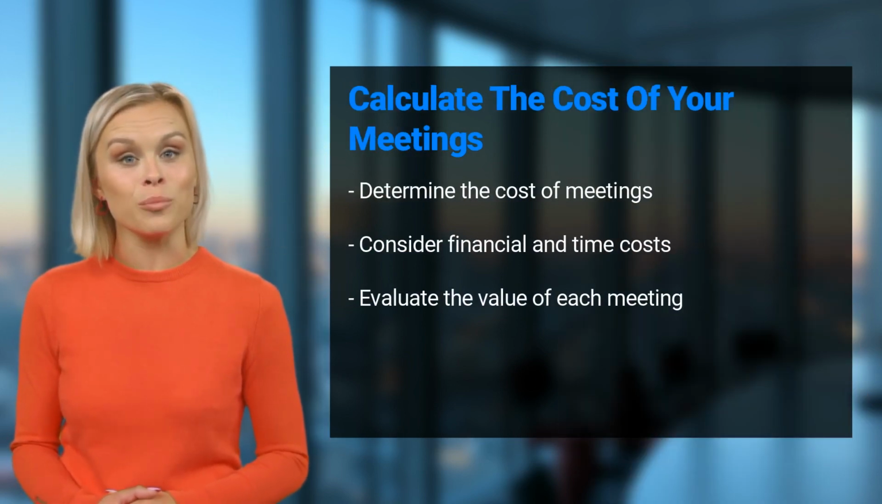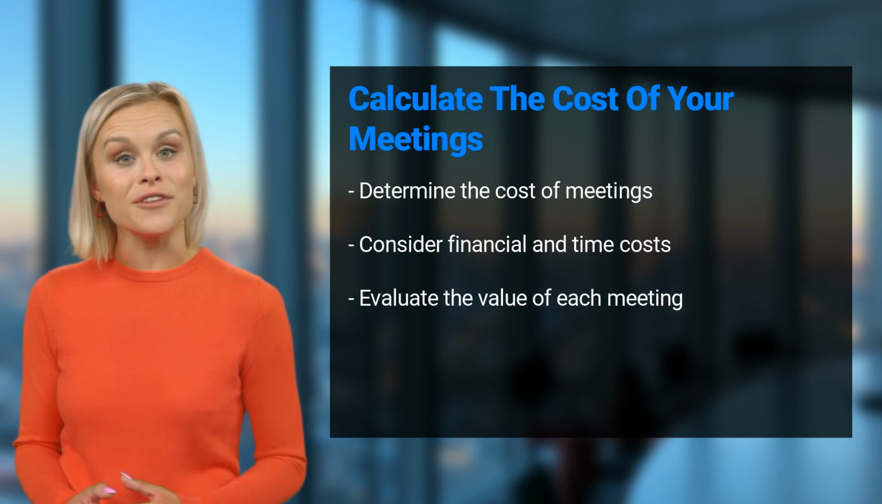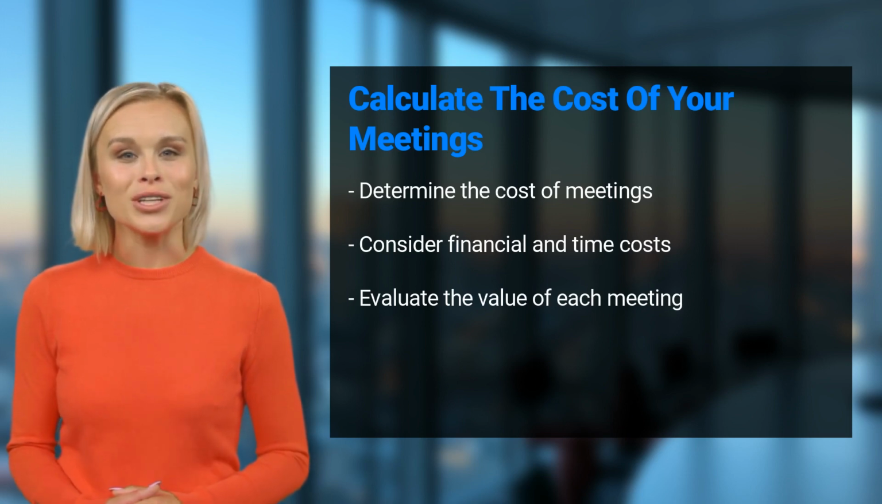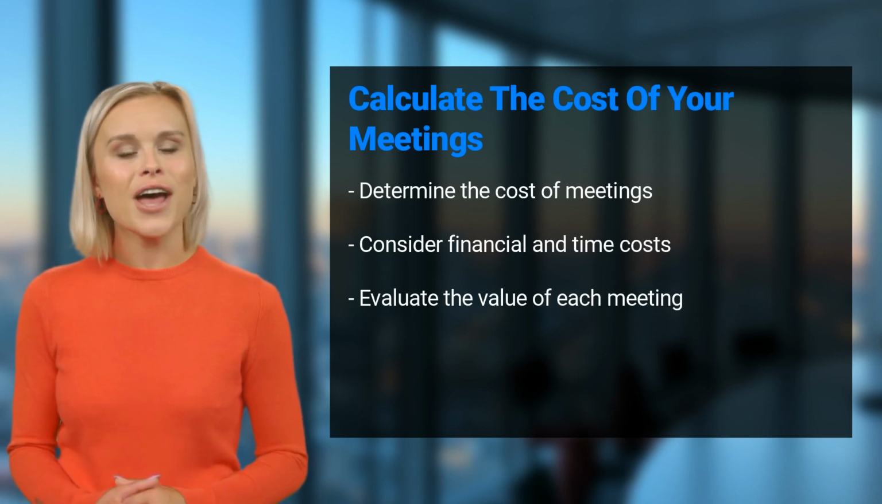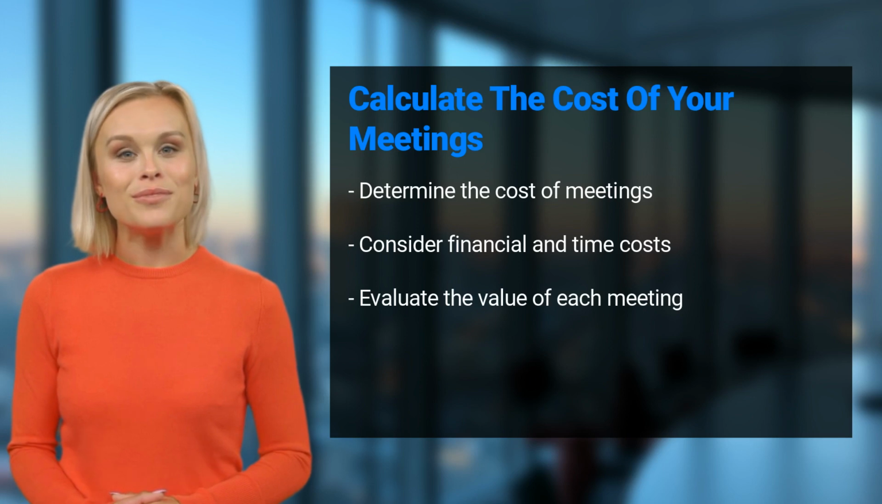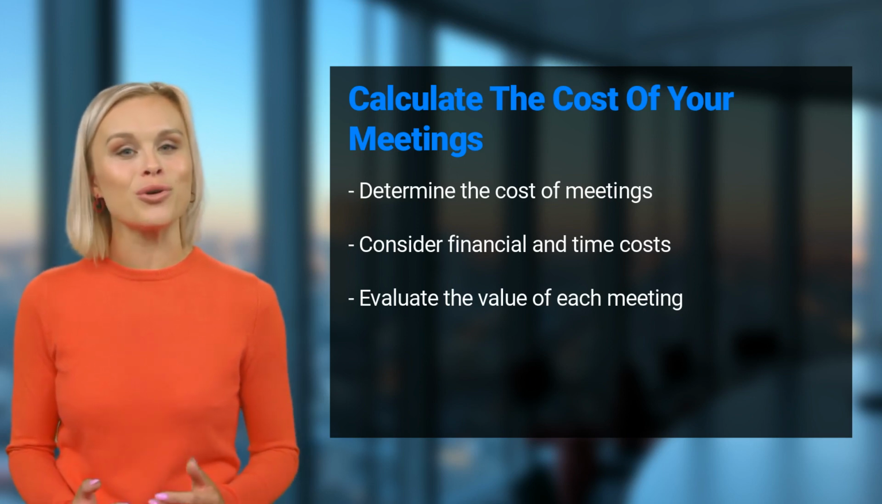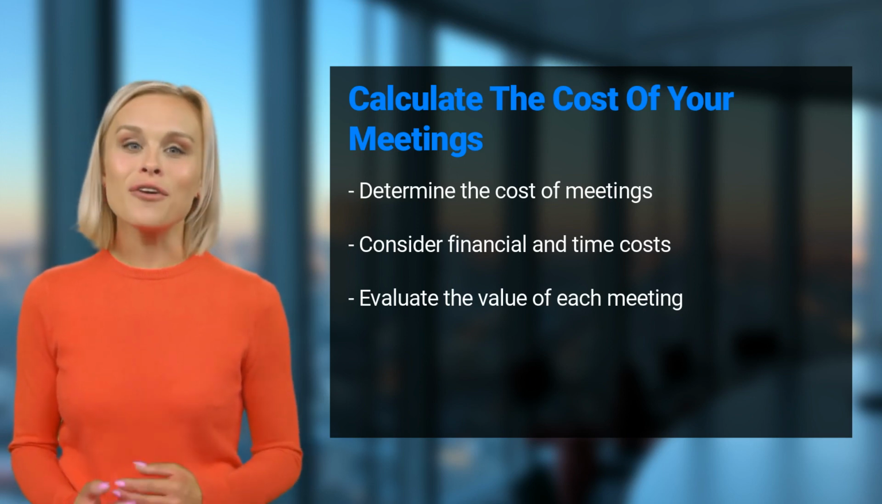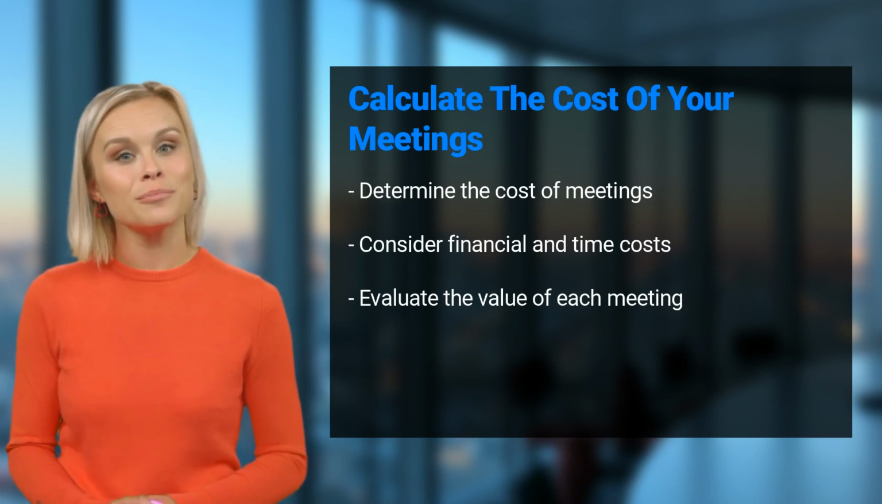Okay, here's an eye-opening tip. If you know what you and your staff are paid, you can actually calculate the cost of a meeting. Let me explain. Imagine you have 5 people attending a meeting, and they're all paid $50 per hour. That means a 1-hour meeting costs $250. Now think about it, is that a good use of money?